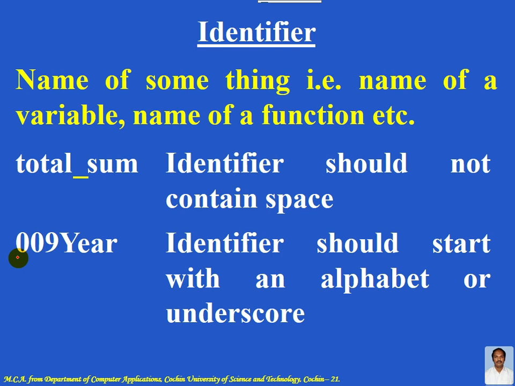Again, name of a variable should start either with an alphabet or underscore. Name of a variable or identifier should not start with a digit. So this is not a correct variable name. So if you want to make it a correct variable name, just write it like this. This is a correct variable name.